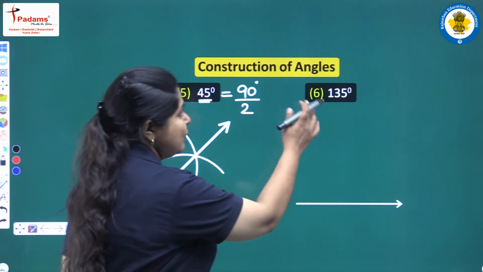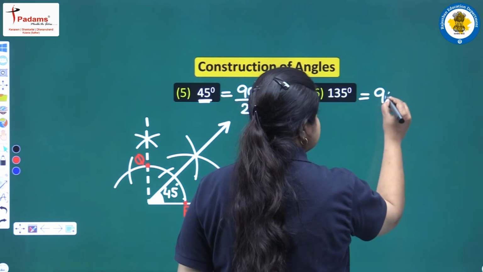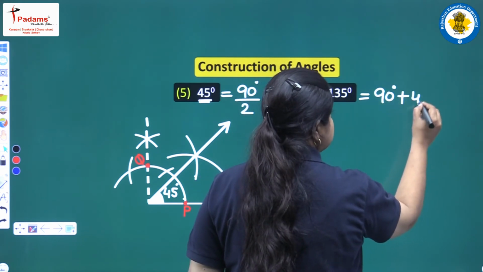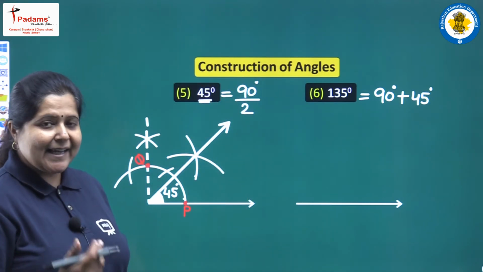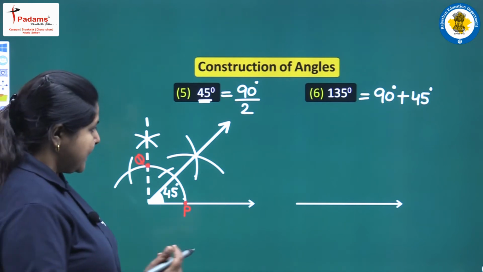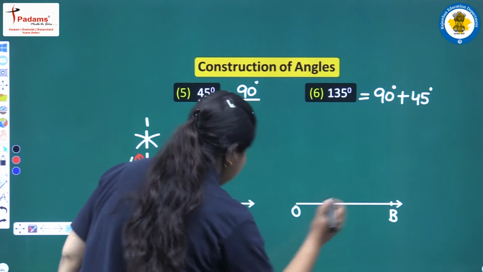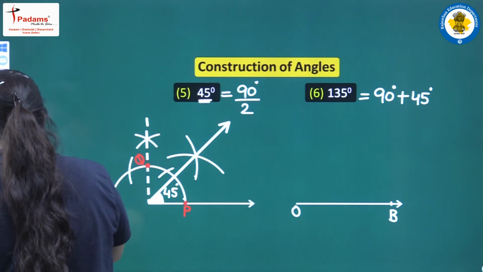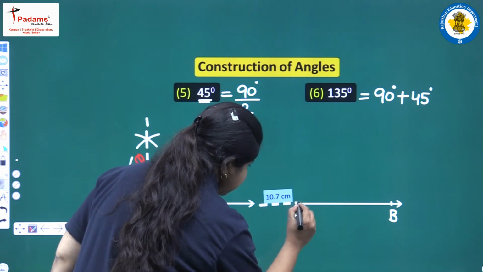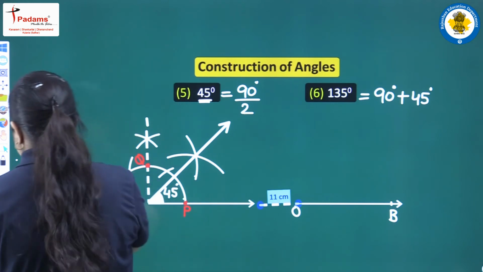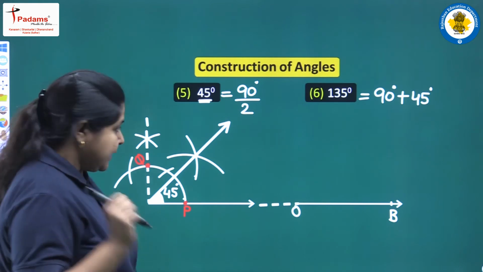Next we have an angle of 135 degree. How do we get this angle? You can see this is nothing but 90 degree plus 45 degree. So here again we need to construct 90 degree and then 45 degree also. For this we will take this point as O, this one as B, and first we will construct an angle of 180 degree by joining here. You can see this complete angle will be measuring 180 degree at point O.